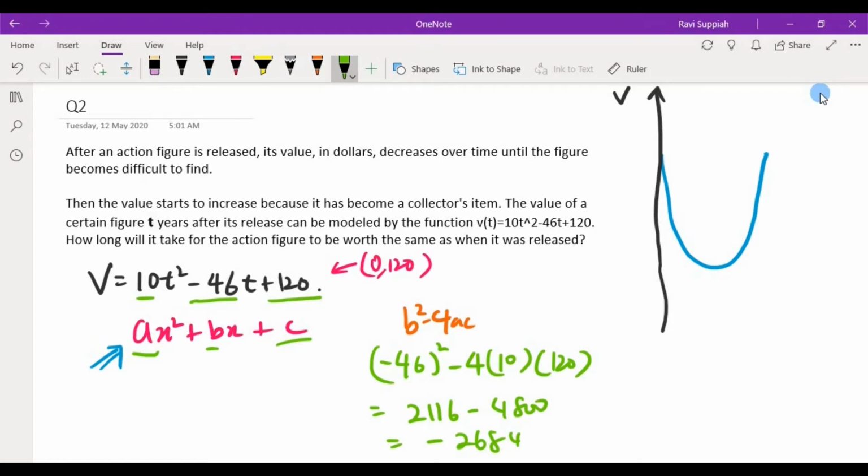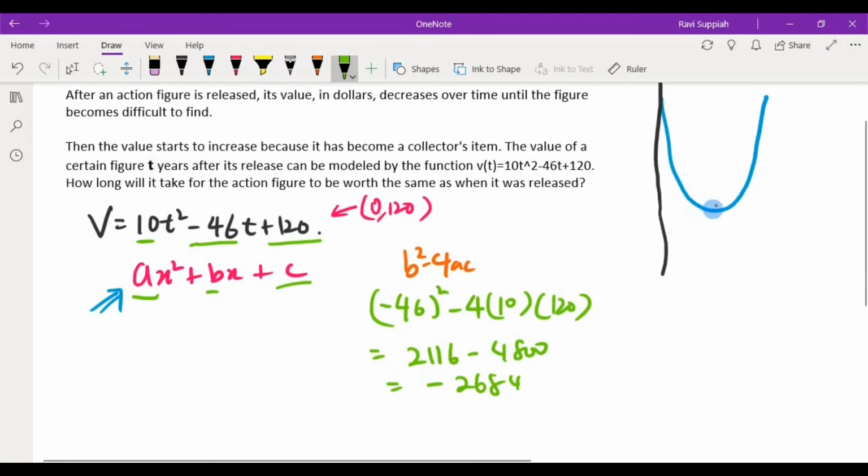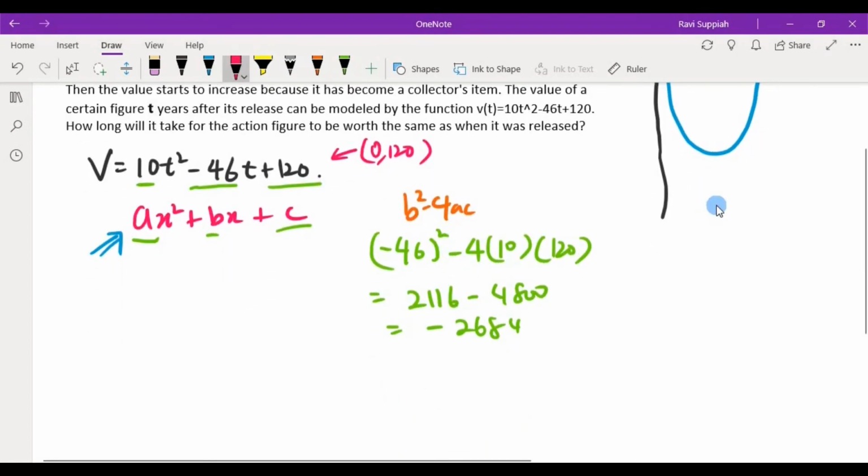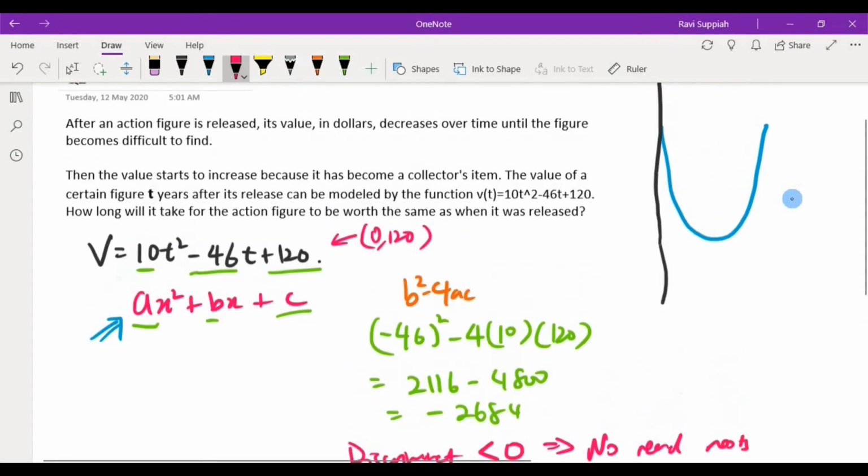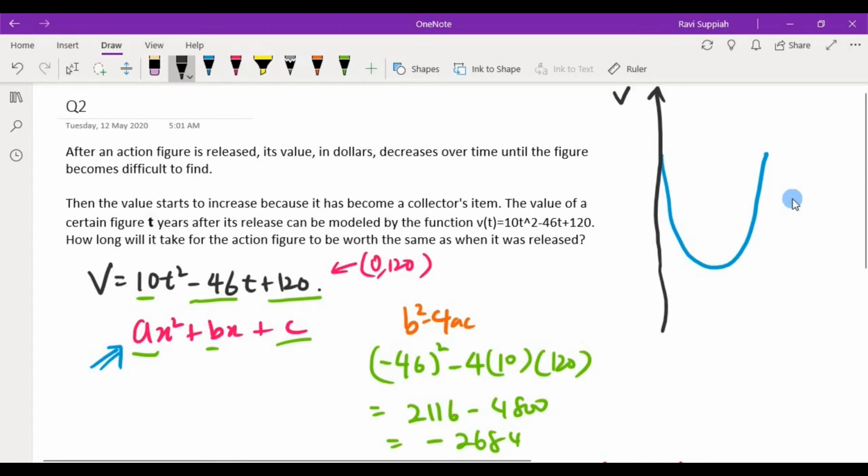Yes, correct. As you can see, when b squared minus 4ac, which is the discriminant, is less than 0, it means there are no real roots to the equation. So no real roots, which means that it doesn't touch the x-axis at all. That means in this case, the t-axis is somewhere here, so there is no intersection between the curve and the t-axis. All this is just some additional info on the quadratic.